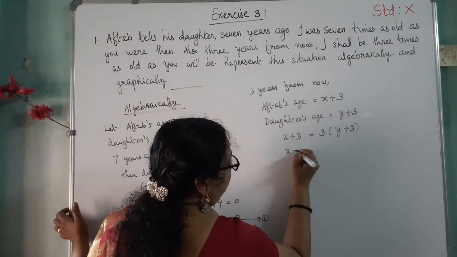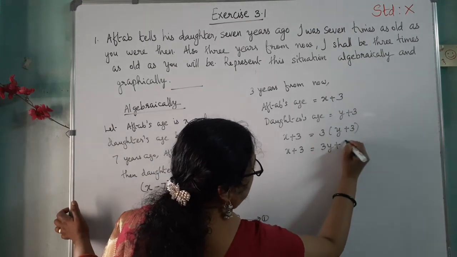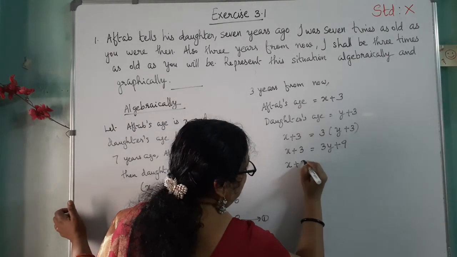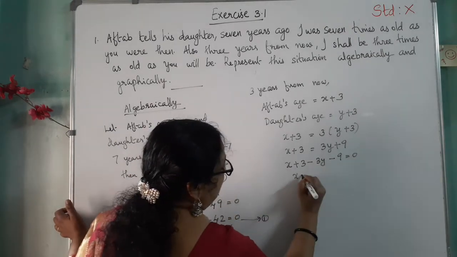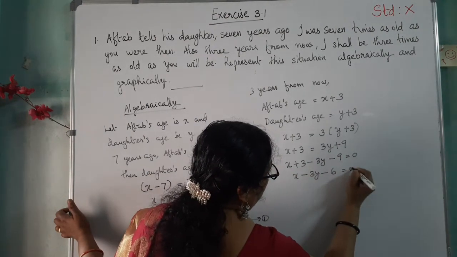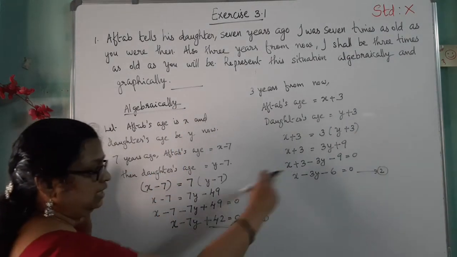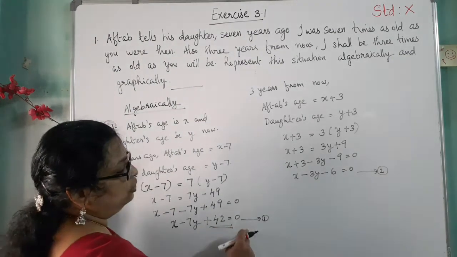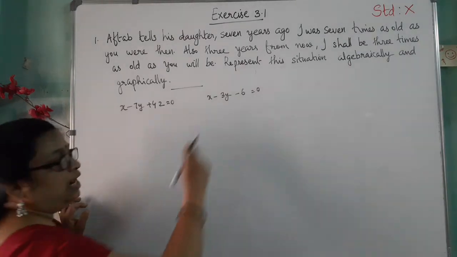Then we can write x plus 3 equal to 3 into y, 3y, 3 into 3, plus 9. Rearranging it in standard form, x plus 3 minus 3y minus 9 equal to 0. That is x minus 3y plus 3 minus 9, that is minus 6, equal to 0. This is equation number 2. Algebraically we can represent the pair of linear equations as x minus 7y plus 42 equal to 0 and x minus 3y minus 6 equal to 0. These are the algebraic representation.